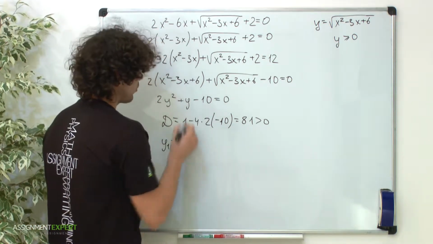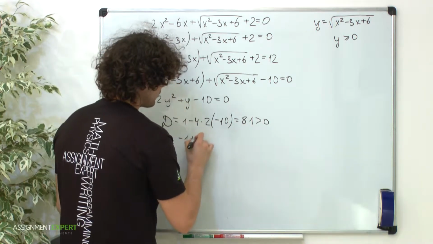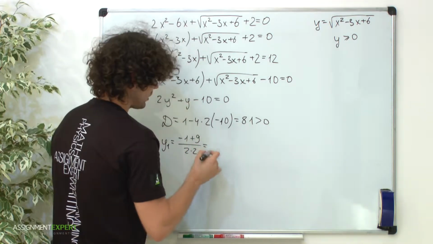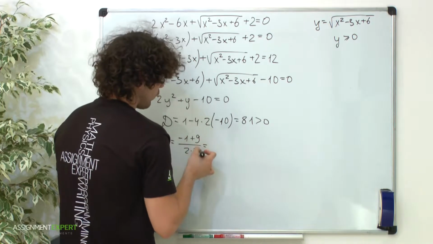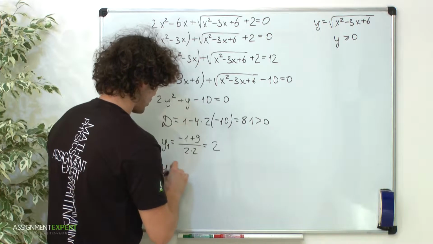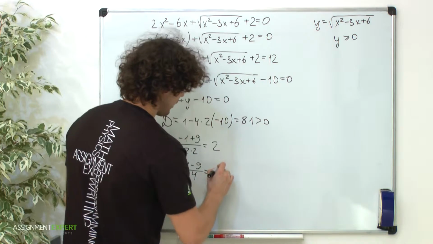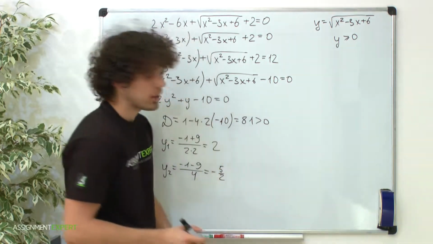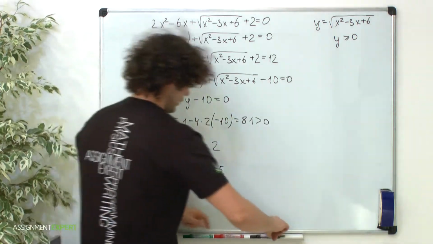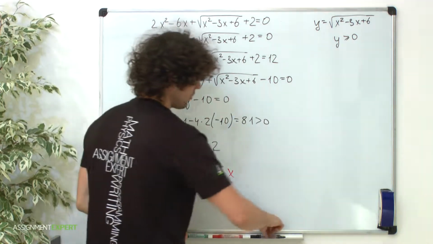y1 equals negative 1 plus the square root of 81, which is 9, over 2 times 2. And this gives us 8 over 4, which is equal to 2. y2 equals negative 1 minus 9 over 4, and equals negative 5 halves. As we mentioned, y is non-negative, so the second root is a false root. We have only y equals 2.